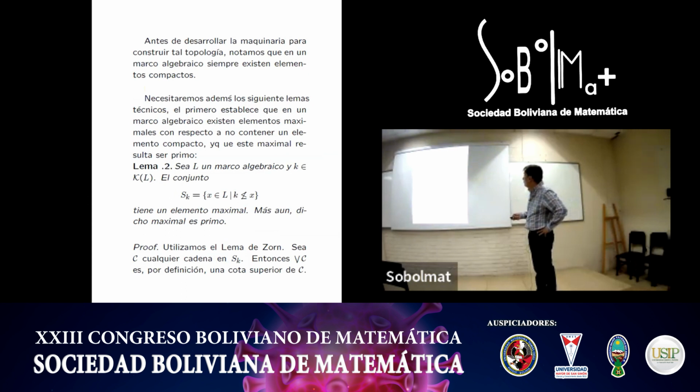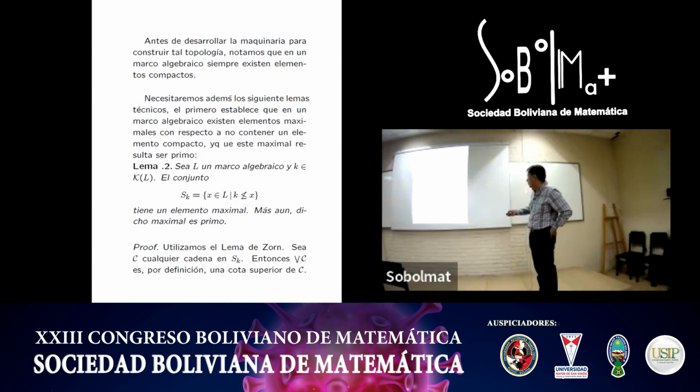The first one. Why do I have it here? Okay, because earlier we had the first one. Okay. If L is an algebraic frame and K is a compact, this set has a maximal element. And this maximal element ends up being prime. Okay. I don't think I will have the time to go over the whole proof, but this is based on Zorn's lemma. Zorn's lemma will just take care of this.